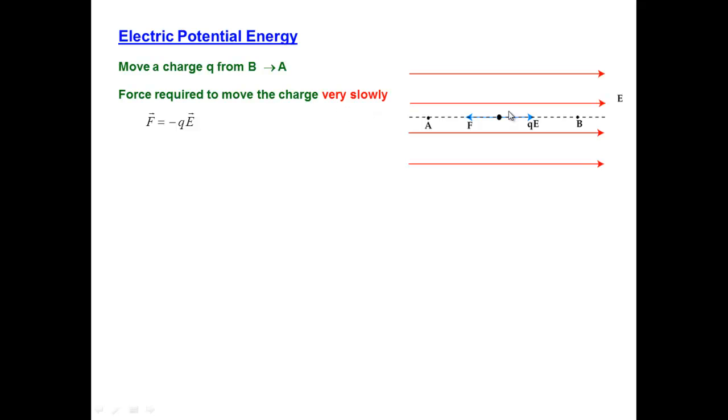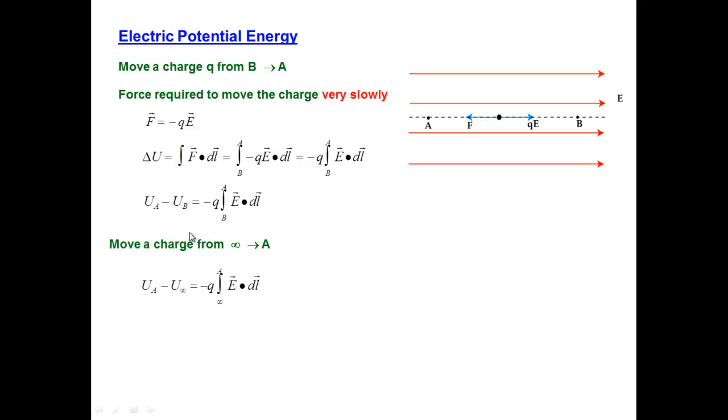So if the charge moves very slowly, then the net force is zero, so that this force F is equal and opposite to the force from the field QE, and that means that the force that the external person is applying is minus QE. Therefore, we can calculate the potential energy change as it moves from point B to point A. F dot dl here becomes negative QE dot dl. The Q comes outside, and we have the E dot dl term, so that the potential energy change, UA minus UB, is minus Q times this integral.